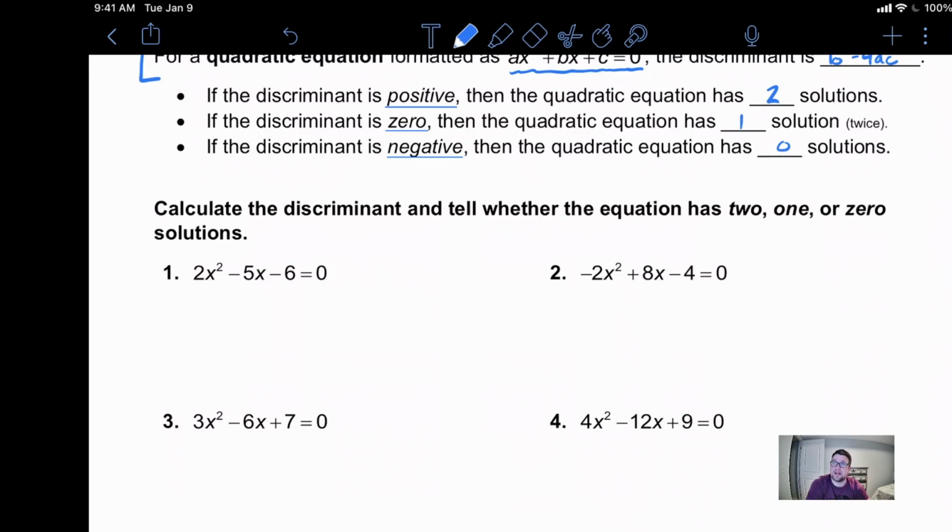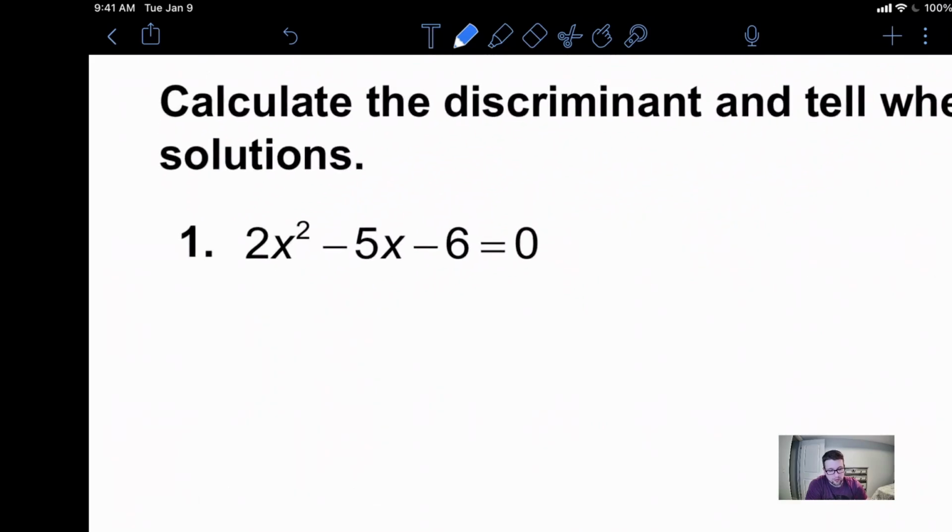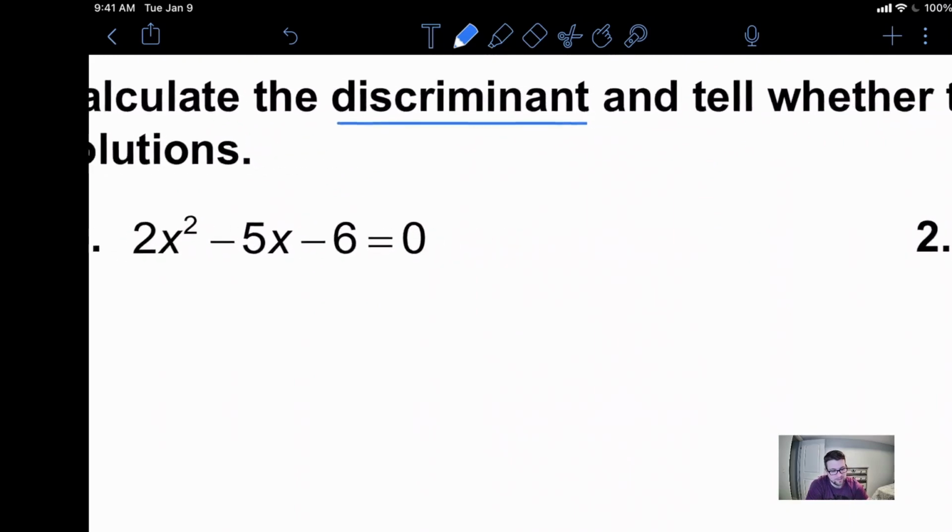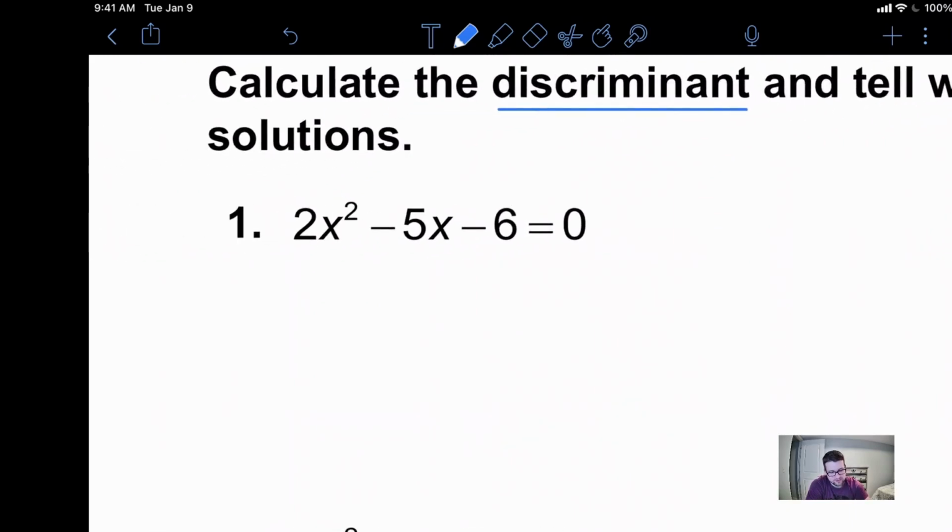All right, so let's take a look at a problem. As always, I will do the odds and you're going to do the evens for your homework assignment. So looking at problem number 1, we're being asked to calculate the discriminant and to tell what it means about the number of solutions. So in order for us to find our discriminant, we got to use our discriminant formula. That is b squared minus 4ac.